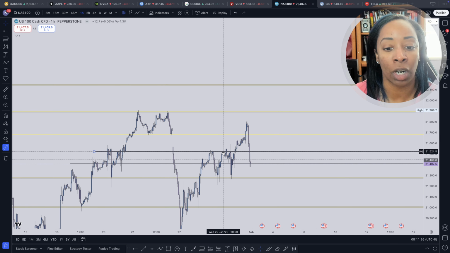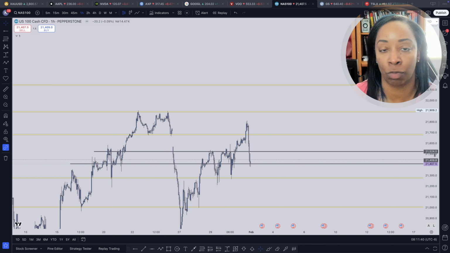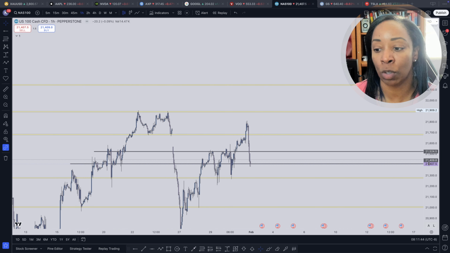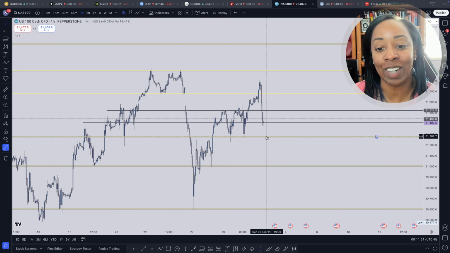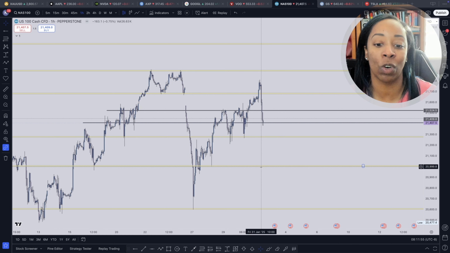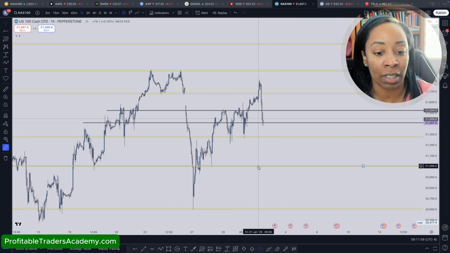Let me scoot this over. Minor levels sitting right here. You can see at 21,524. We will make adjustments. And then this level at 21,409 as another minor level. And then we have 21,280 as a key level. And then another key level is going to be 21,000 flat, pretty much.